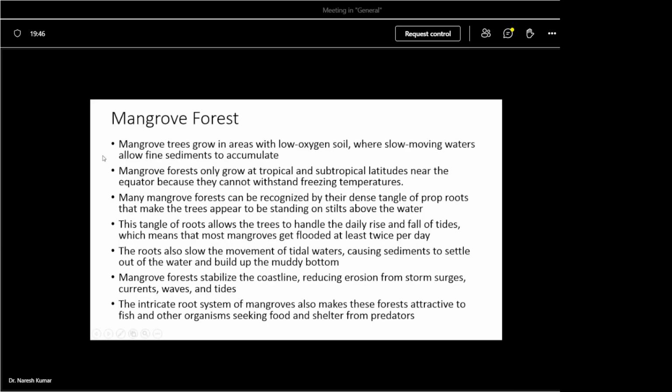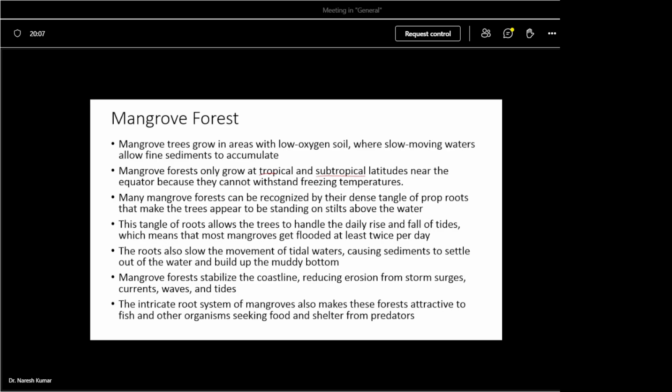Mangrove forests grow only in tropical and subtropical conditions because they cannot withstand lower temperatures. Many mangrove forests can be recognized by a dense tangle of prop roots that makes the trees appear to be standing on stilts above the water.